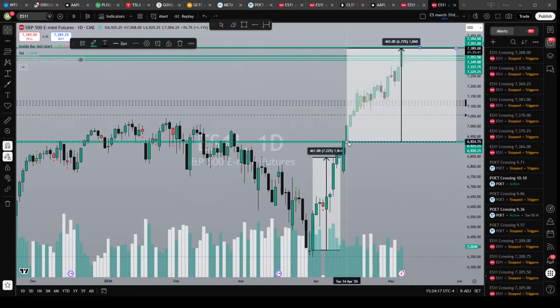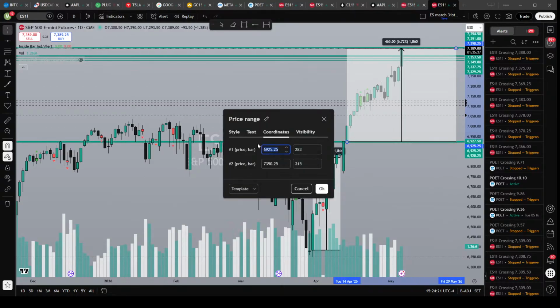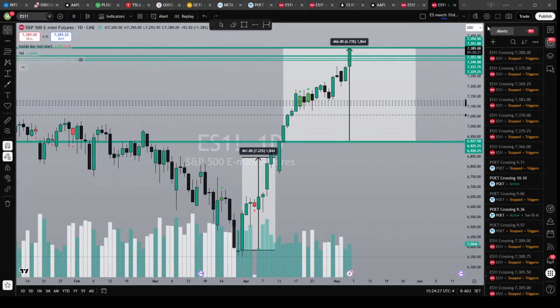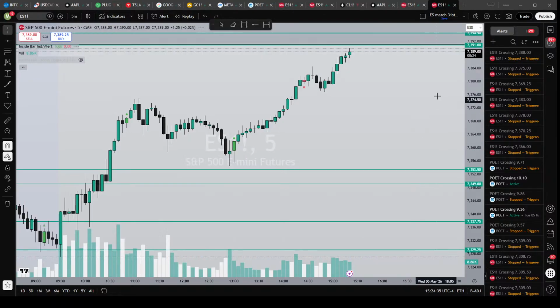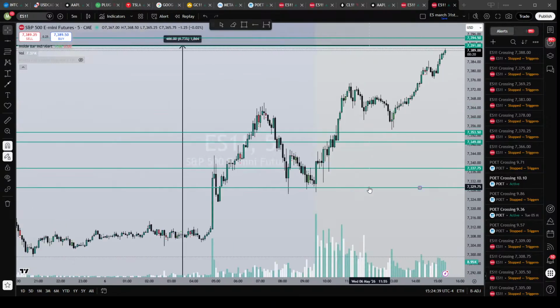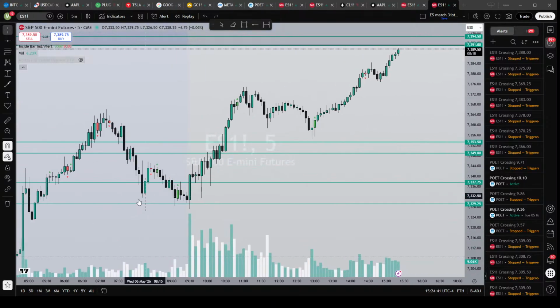But just for those that obviously want to track this a little bit better, okay, that's where you have these areas come in. Okay? And if you look at it on a smaller time frame, you'll be able to see the trade in real time. Do you see it? This is the real time trade.